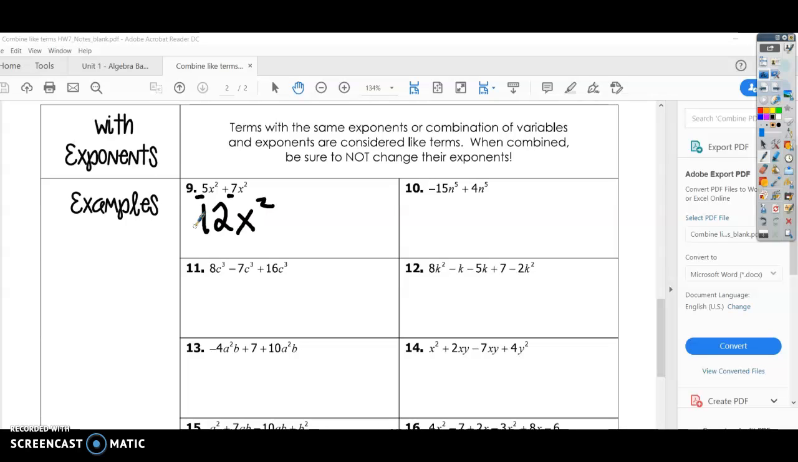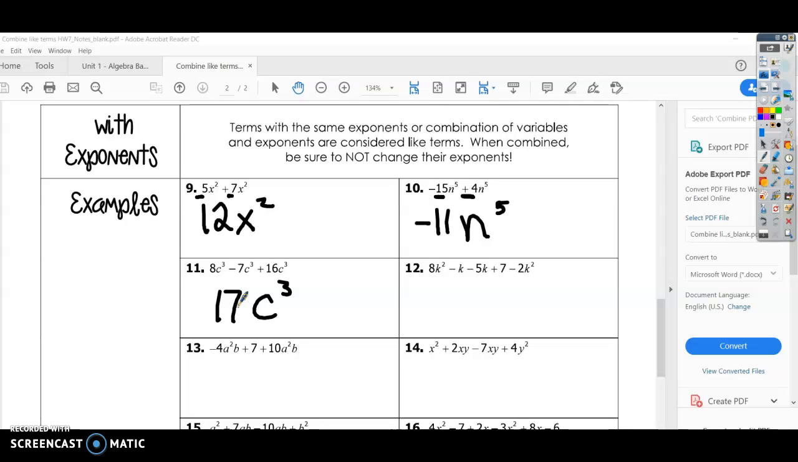When we multiply, the rules change a little. So here we have an n to the 5th. So we know we're going to have an n to the 5th. So all we have to do is look at the -15 plus 4. So -15 plus 4 is -11. Here, these all have c to the 3rd power. So we know we're going to have c to the 3rd power. So we're going to say 8 minus 7. 8 minus 7 is 1. 1 plus 16 is 17c to the 3rd.